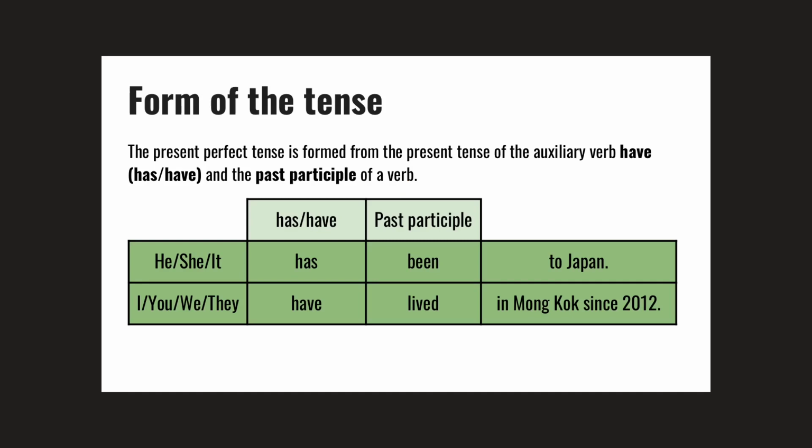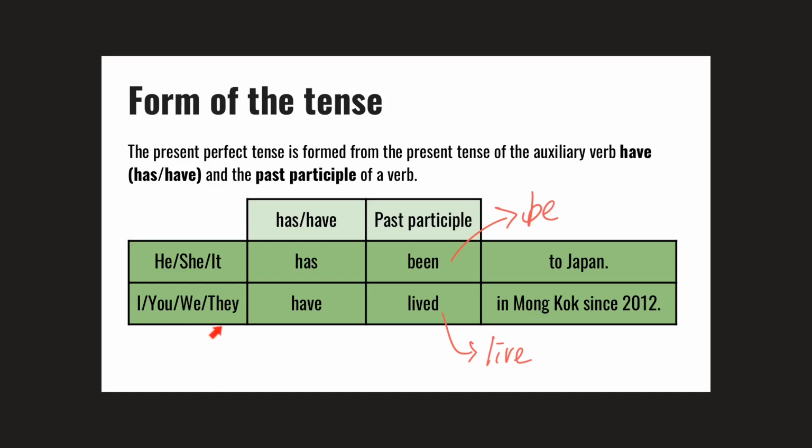For example, if we are using pronouns he, she, or it, we must use has, all right? This is a matter of subject-verb agreement. Then we pair it with the past participle of the verb be, all right? So the original form of the verb been is be, right? So the past participle of be is been. Live is live. So in past participle, live turns into lived, right?